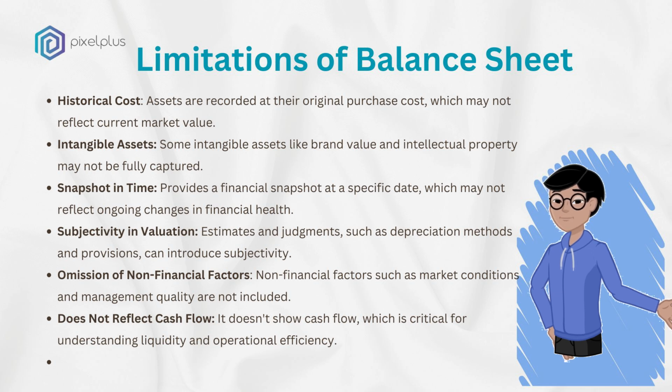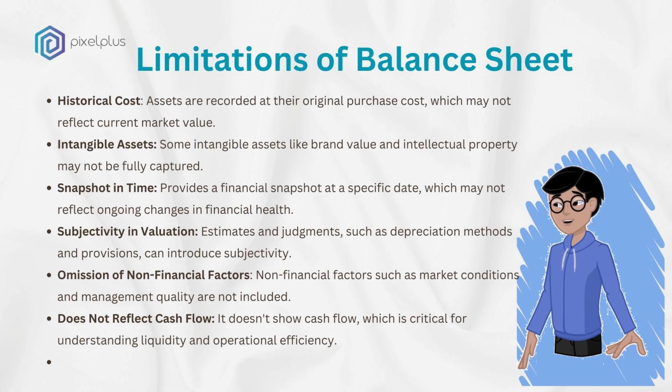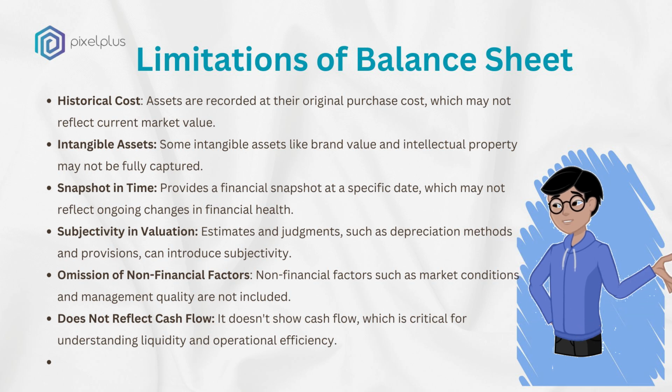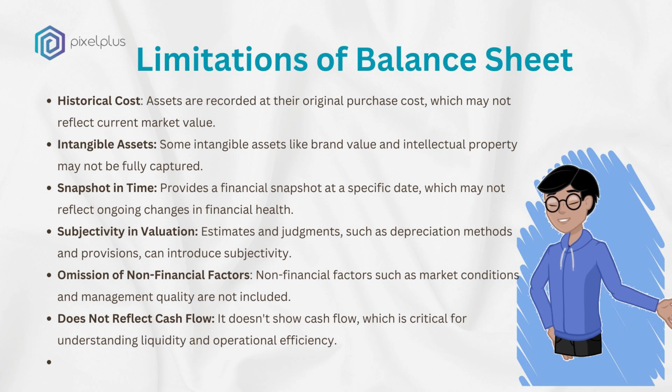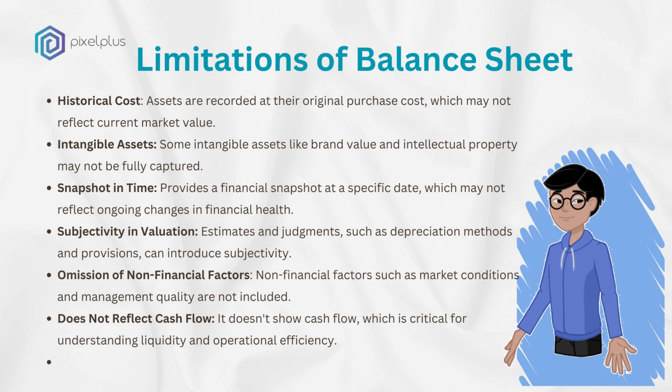For example, if we purchased land 5 years ago for $20,000 or $30,000, now the land price will appreciate. It will not be 20,000 or 30,000 now. Maybe it will go to more than 200,000. Same for other assets. You have purchased an asset 2 or 3 years back. Now the asset value can be more, or the asset value can be less. So this is the first limitation: assets are recorded at their original purchase cost.